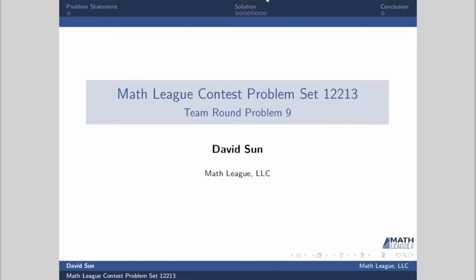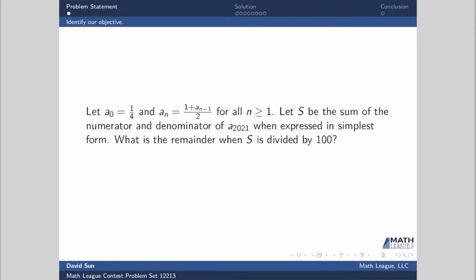Hello. Let's look at contest problem set 12213, team round, problem 9. Let a sub 0 equal 1 over 4 and a sub n equal the quantity 1 plus a sub n minus 1 over 2 for all n greater than or equal to 1. Let S be the sum of the numerator and denominator of a sub 2021 when expressed in simplest form. What is the remainder when S is divided by 100?